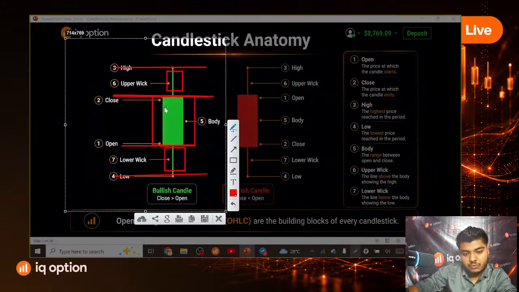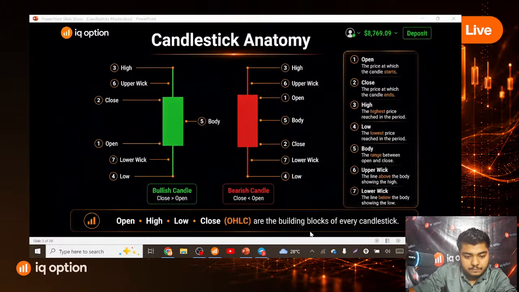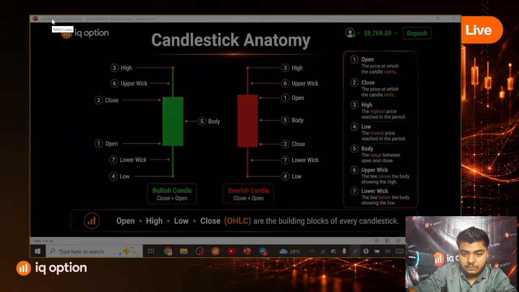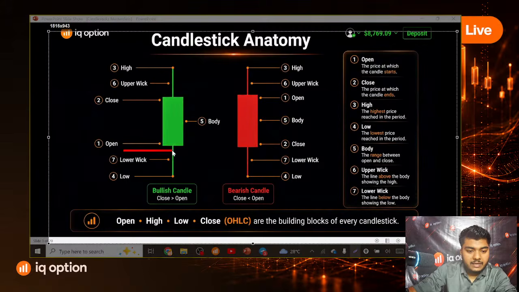If I just show you this a little more closely, suppose the price opened here.